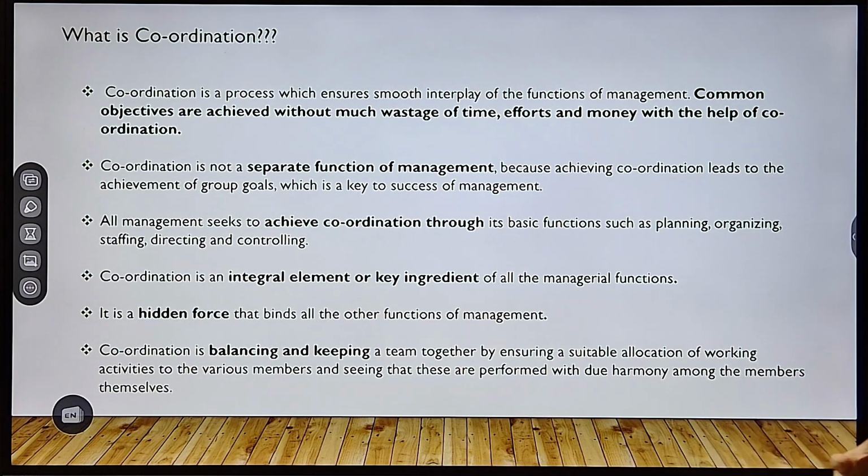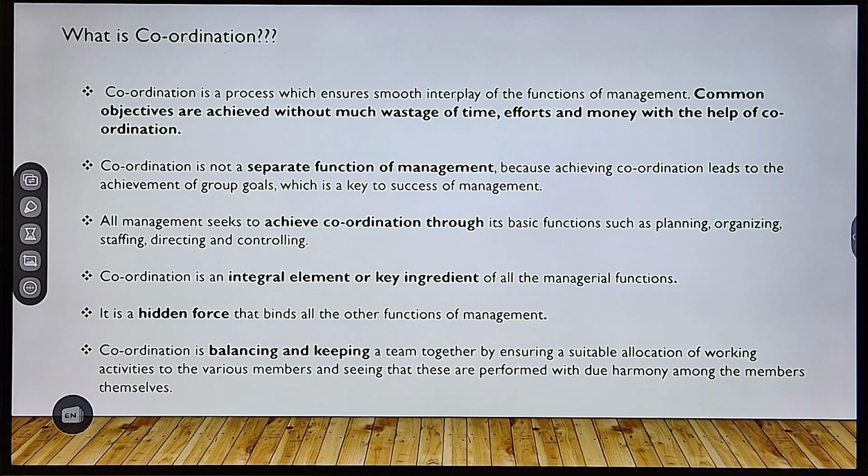So, arrange properly, mingle, so that the things are being done in a smooth manner, right? Let's go to the formal definition given in your textbook. Coordination is a process which ensures smooth interplay of the functions of management. Common objectives are achieved without much wastage of time, efforts and money with the help of coordination, and it is not a separate function of management. Coordination is present in all the functions of management.